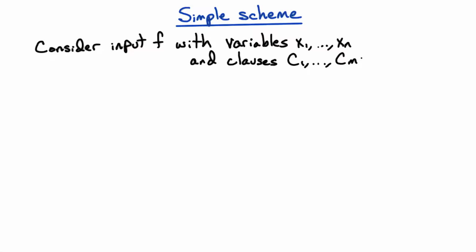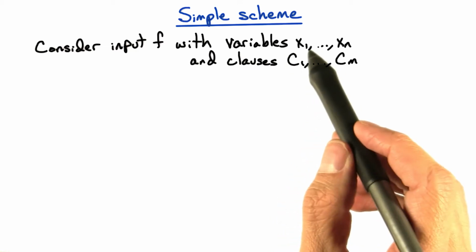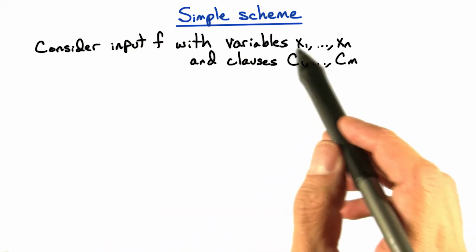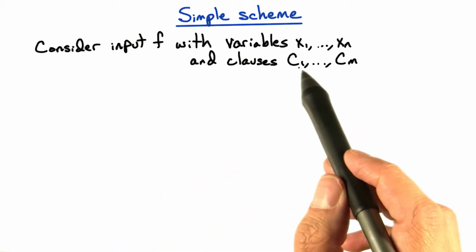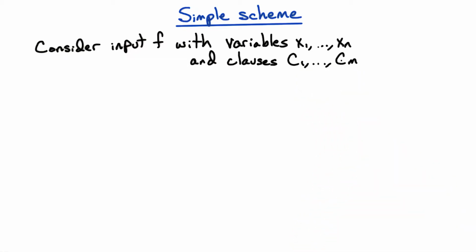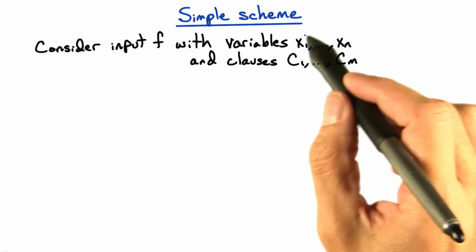Now let's consider some input f to the MaxSat problem. And once again, let's denote the variables as x1 through xn. So there are n variables, and there are m clauses, which we'll denote as c1 through cm. Now we're going to do the simplest possible scheme for making a true-false assignment for these n variables.